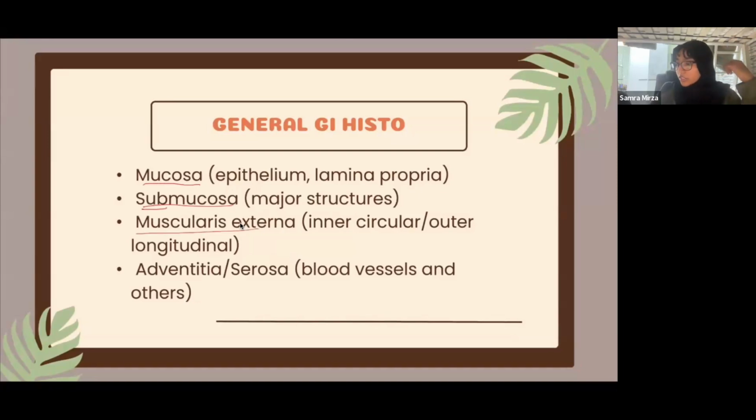After that, we have muscularis externa. These are the muscular layers. We have inner circular, outer longitudinal. I will explain later what this means. And there will be an extra one in the stomach, which we will get to. And finally, we have the adventitia and serosa. I've put a slash between them because, again, it can vary.